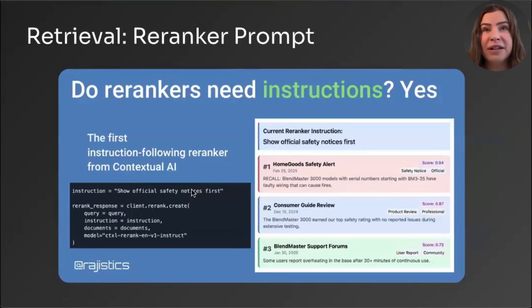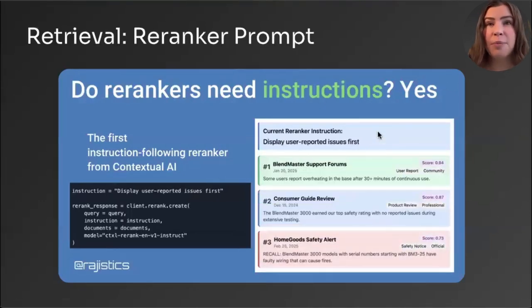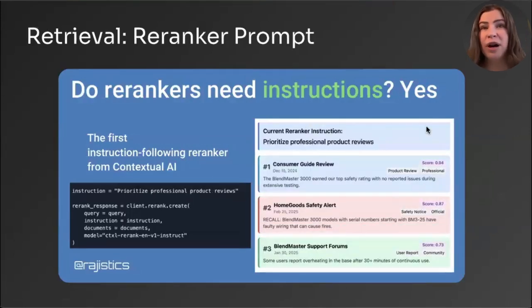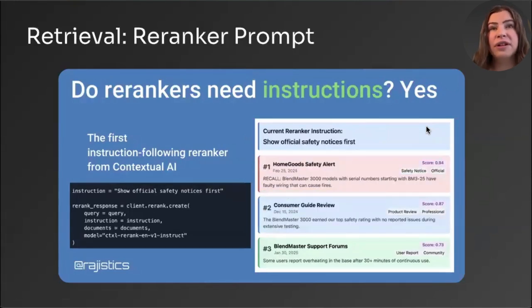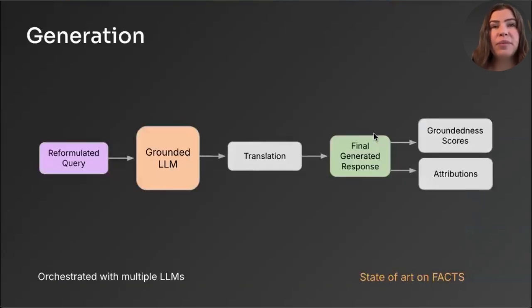And our re-ranker is the world's first instruction following re-ranker. So you can see in these instructions on the top that you can change those. You can say prioritize professional product reviews, and that will change the re-ranking. You can have show official safety notices first. And so this will really help you tune to the information that you think is going to be most relevant.